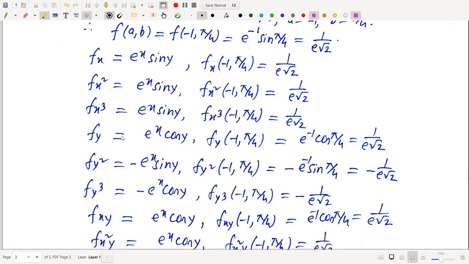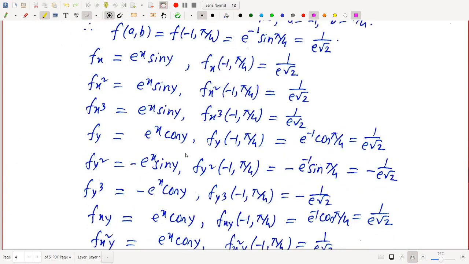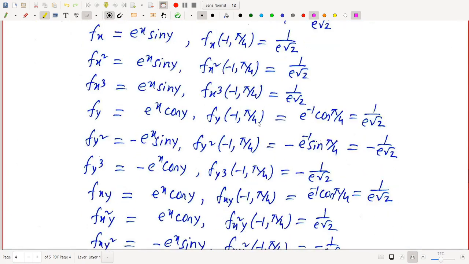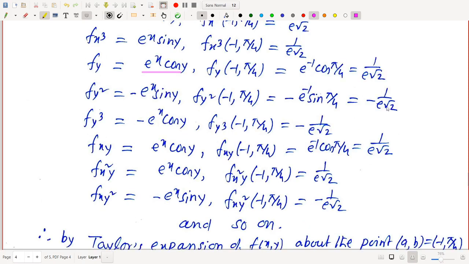Okay. Now fy means derivative with respect to y. Sin y derivative is cos y with respect to y, and x constant. So we get fy is e^x cos y, and at the point (-1, π/4), cos π/4 is again 1/√2. So answer is 1/(e√2). E to the power -1 is 1/e. Now fy² means again differentiate this line with respect to y. Cos y gives minus sin y derivative. So sin π/4 is again 1/√2. So only a minus sign will be there in the answer. So -1/(e√2).